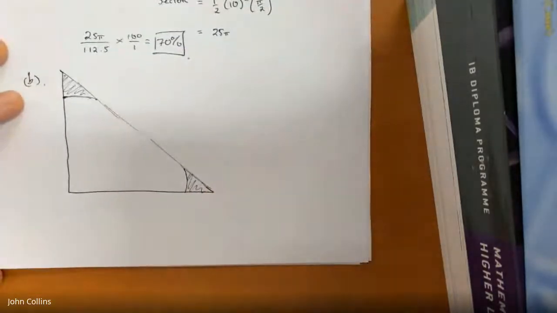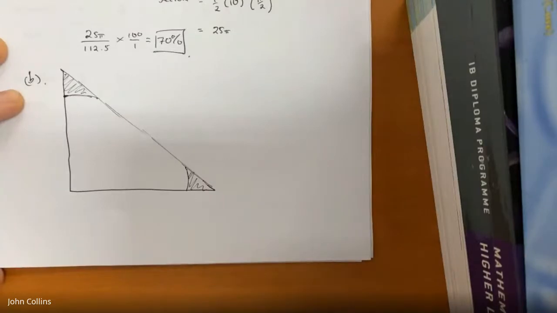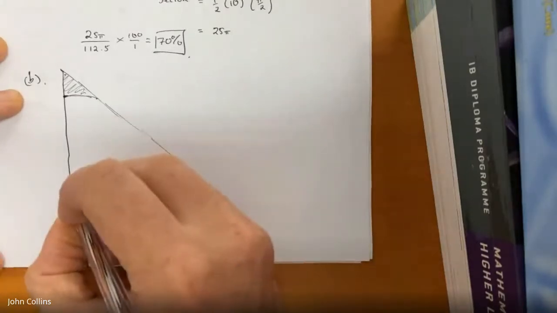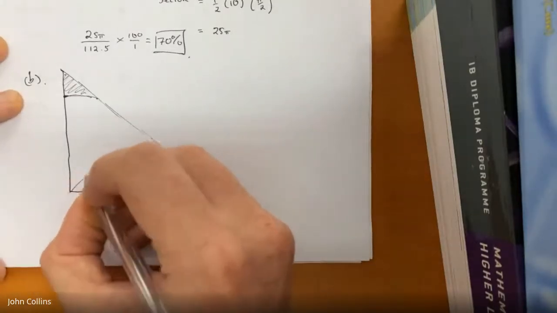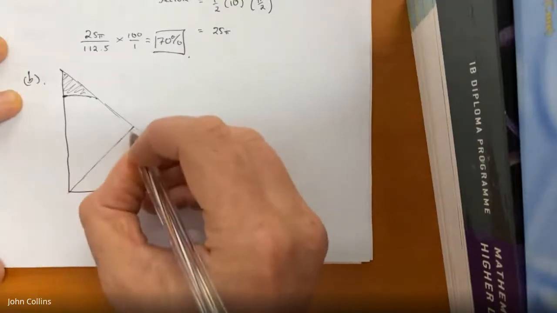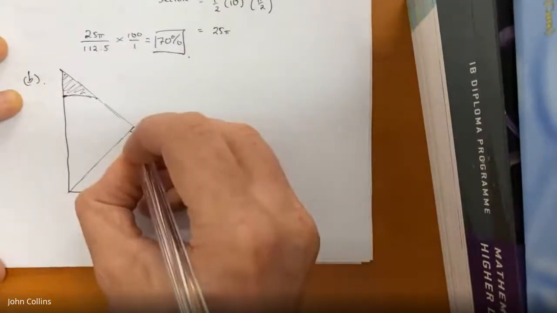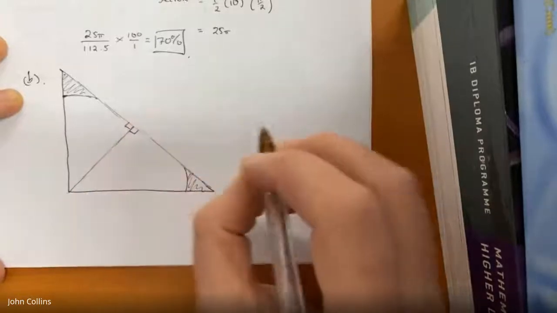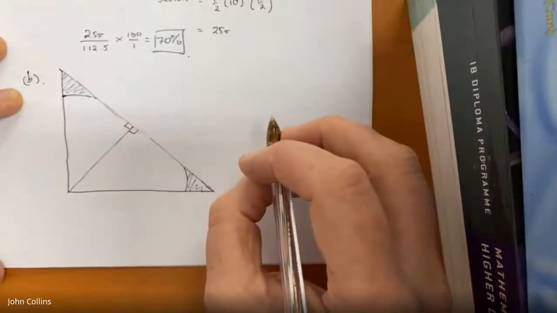Now, my hints are for the diagram. If I draw a line from here, bisecting the angle and bisecting the side over here, this is going to be a right angle, and this is going to be a right angle. Okay.